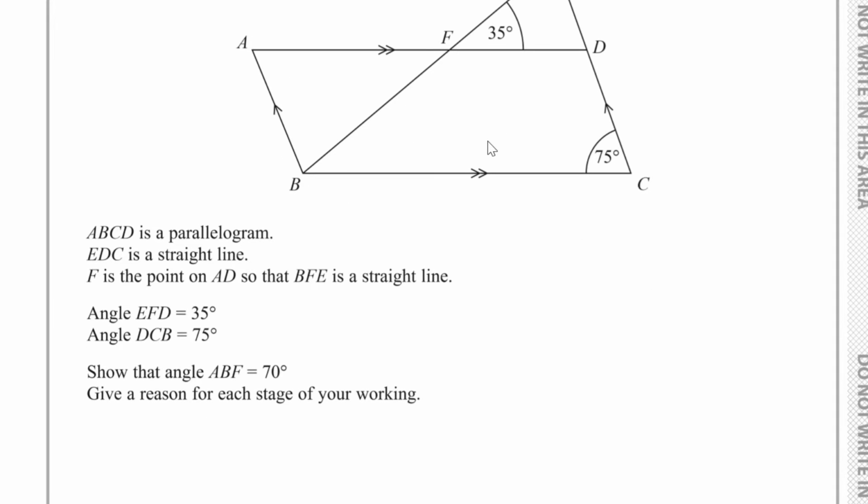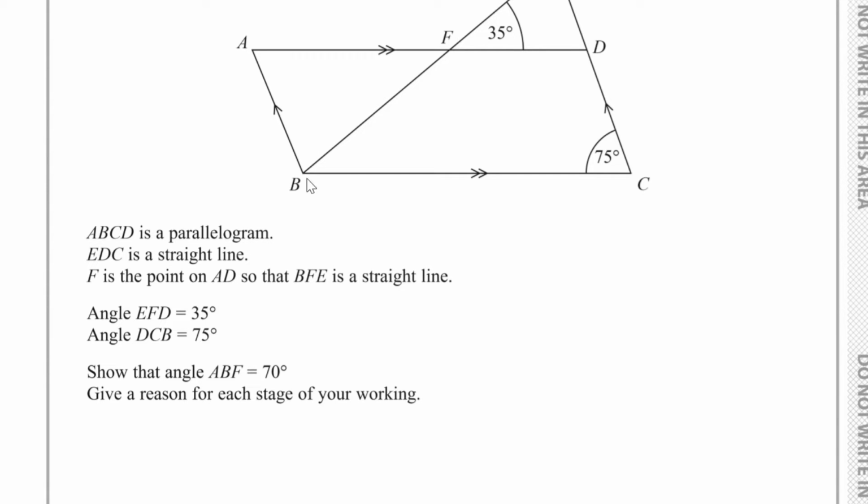We're also given that the angle EFD is 35 degrees and the angle DCB is 75 degrees. We have to show that the angle ABF, which is this angle here, is 70 degrees. We have to give a reason for each stage of our working.